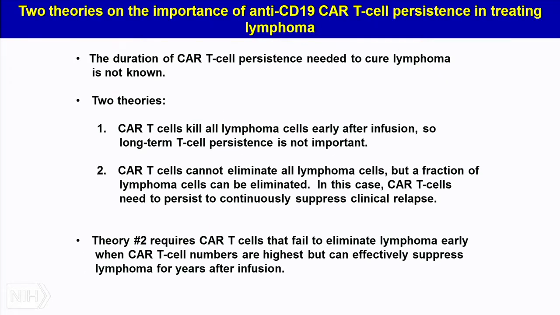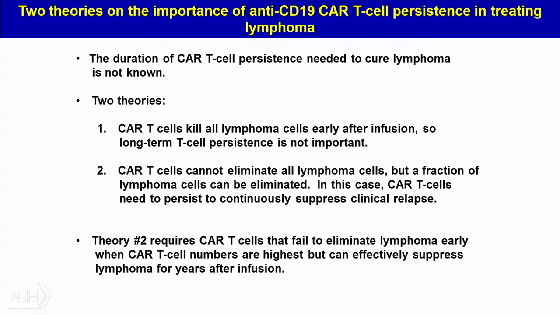So one of the things in the CAR field that people argue about is the importance of persistence of the CAR T cells. There are 2 main theories. First of all, the CAR T cells can kill all lymphoma cells early on after infusion, so long-term T cell persistence is not important. The other theory is that the CAR T cells cannot eliminate all lymphoma cells, but a fraction of lymphoma cells can be eliminated. In this case, the CAR T cells need to persist to continually suppress lymphoma relapse. Theory 2 requires that the CAR T cells fail to eliminate lymphoma early when the CAR T cell numbers are at their highest, but can effectively suppress lymphoma for years after infusion.